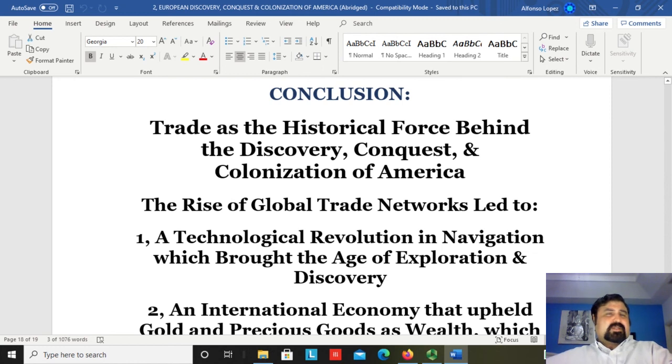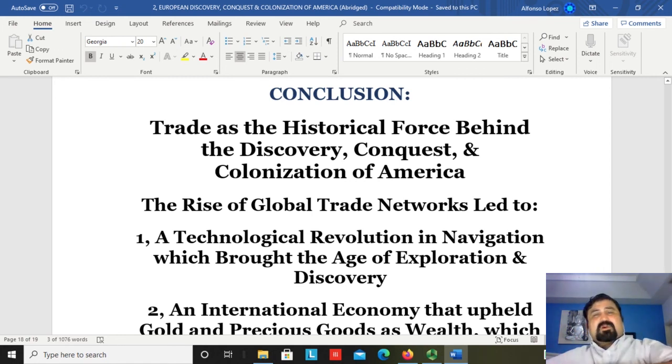So in conclusion, what we learn in this topic, in the 3 sessions we have covered, is that trade served as the historical force behind the European discovery, conquest, and colonization of America. Trade, again, that was the engine of history that pushed the Europeans out of Europe to engage in the process of discovery.